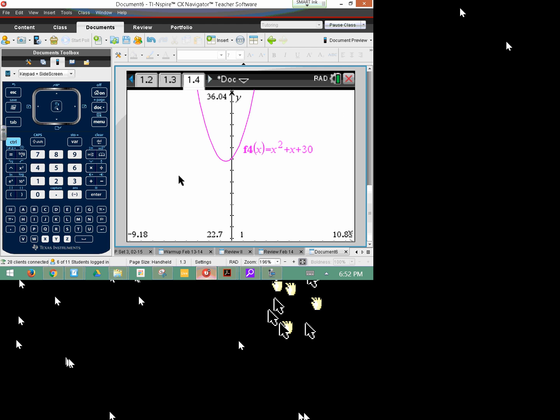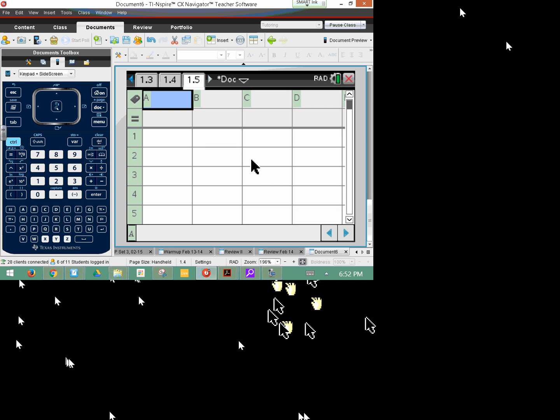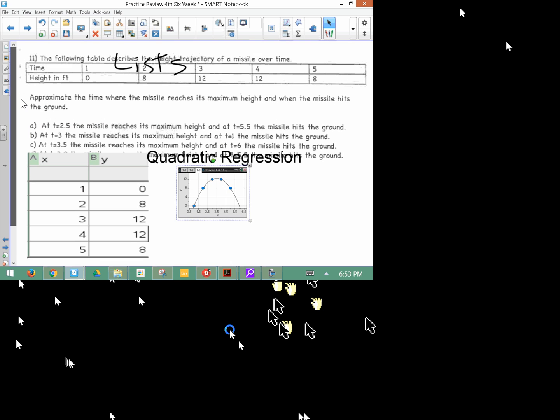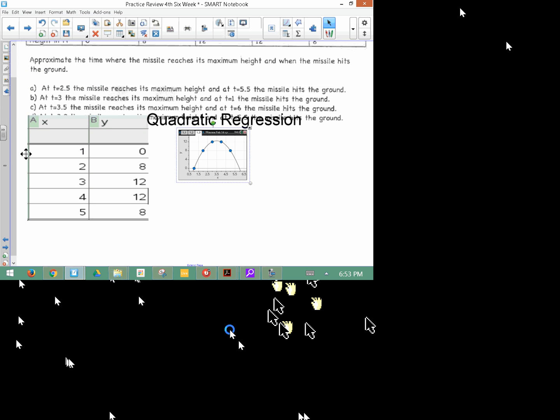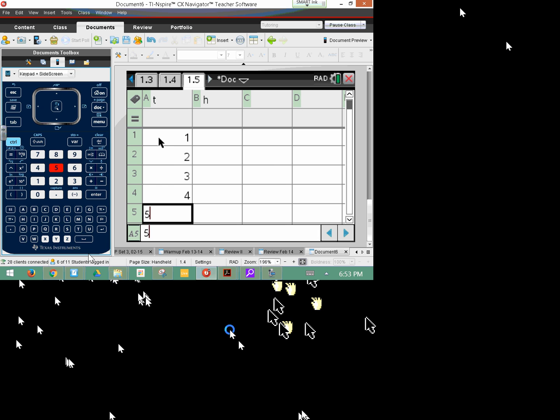So let's do that. All right, let's go to the home key. And let's put the graph in. Let's see, do we use x and y? I need to go back to the problem. Okay, it was a missile. So we have time and height. That's what we have, so we use T and H. Let this be T, and let this be H. Time and height. We know the time is 1, 2, 3, 4, 5.